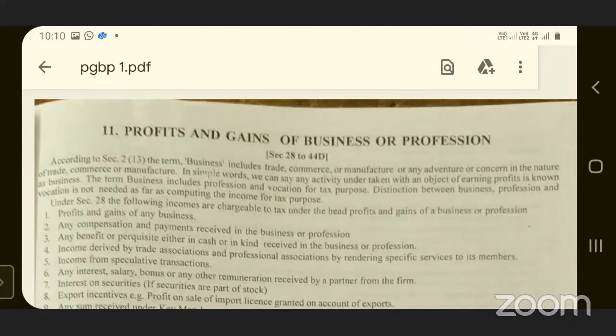According to the Income Tax Act, business includes profession and vocation also for tax purposes. Because as per income tax, all the sources of income have been categorized into only 5 heads. Those are income from salary, income from house property. Next one is profit and gains of business or profession. Fourth one, that is capital gains. Last one is income from other sources.